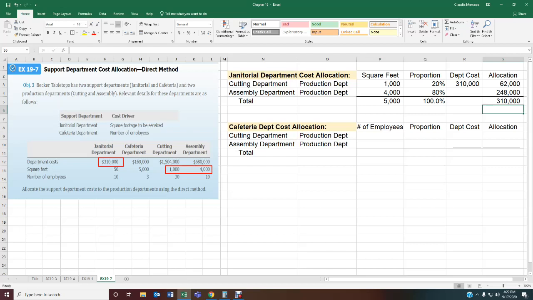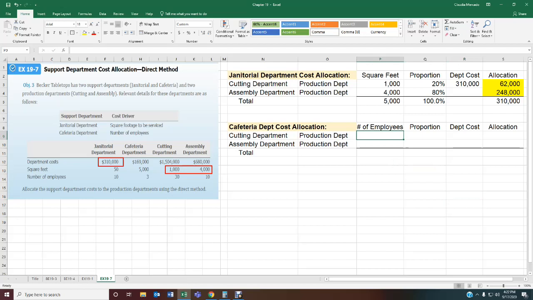We are going to do the same thing. So this is what we're allocating. We're allocating $62,000 of janitorial costs to the cutting department. We're allocating $248,000 of janitorial costs to my assembly department.